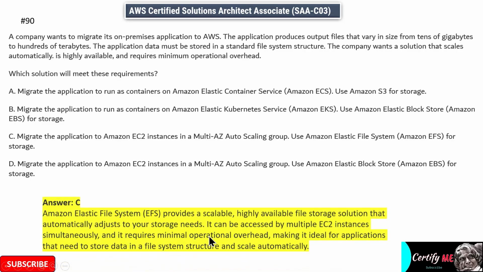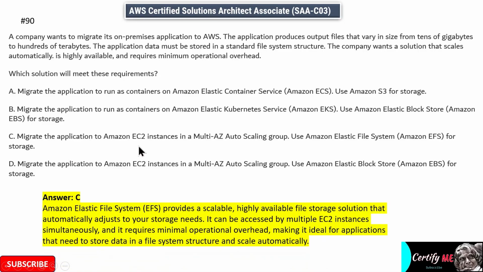The correct answer is option C. Migrate the application to Amazon EC2 instances in a multi-AZ auto-scaling group. Use Amazon Elastic File System for storage. Amazon Elastic File System provides a scalable, highly available file storage solution that automatically adjusts to your storage needs. It can be accessed by multiple EC2 instances simultaneously, and it requires minimal operational overhead, making it ideal for applications that need to store data in a file system structure and scale automatically.